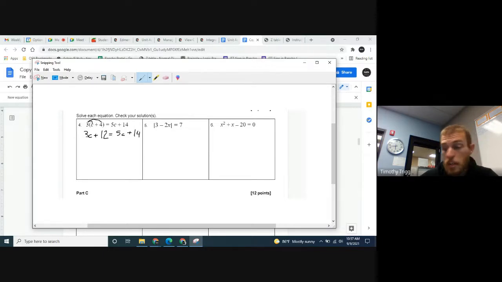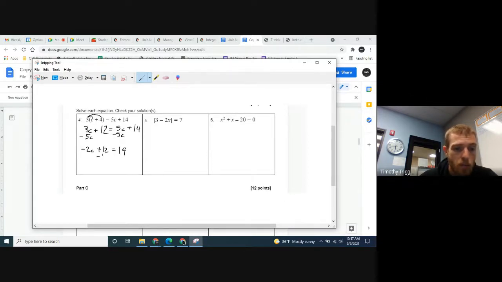Now notice there's c's on both sides of the equation. Generally, we don't like that. We want all of our variables that we're solving for on the same side of the equation. So in this case, we have c's on both sides. We don't want that. So we're going to go ahead and subtract 5c from both sides of the equation. That'll give us negative 2c on the left. There's still a 12. Then on the right, 14.